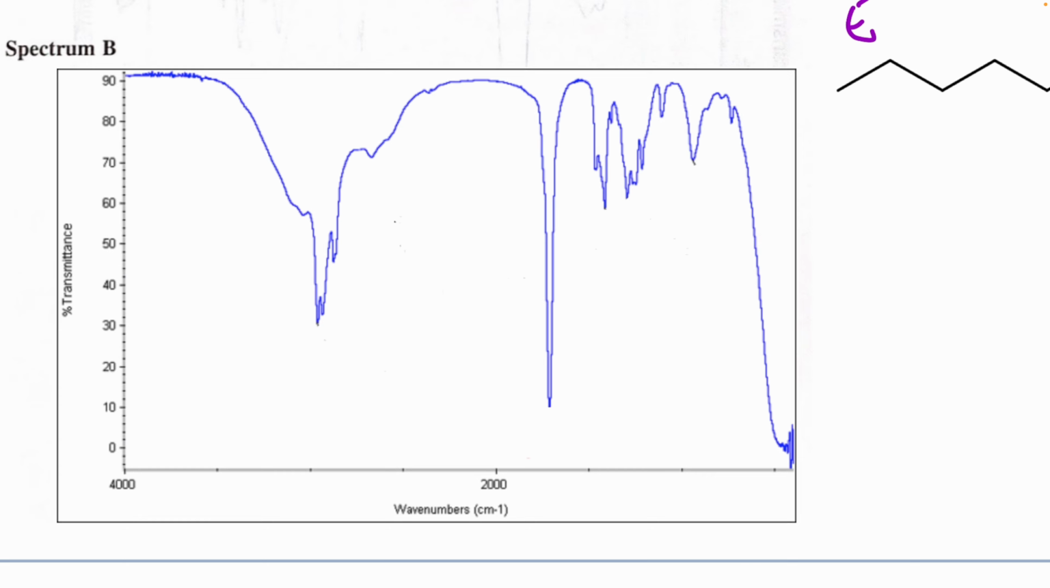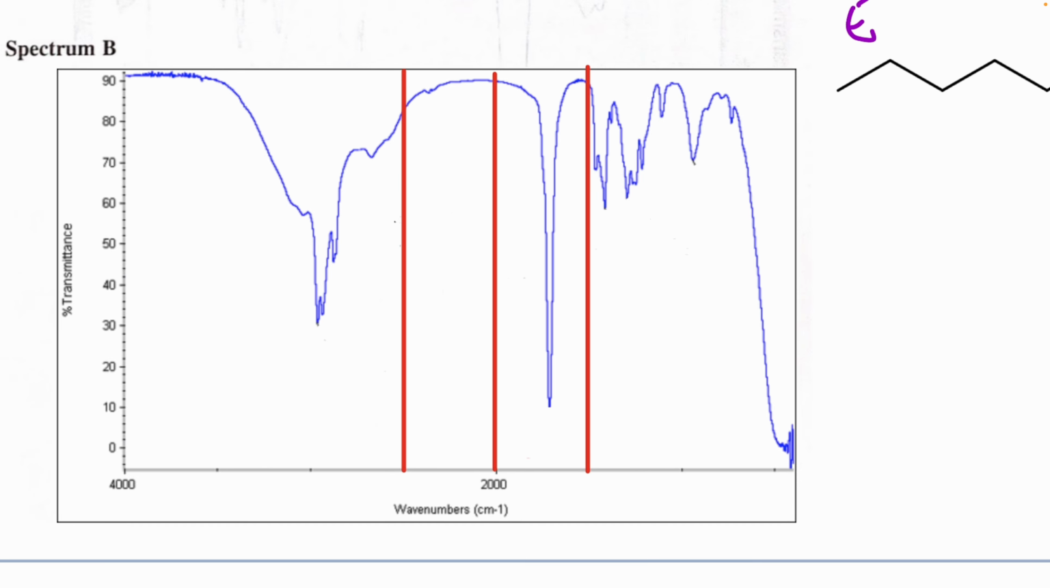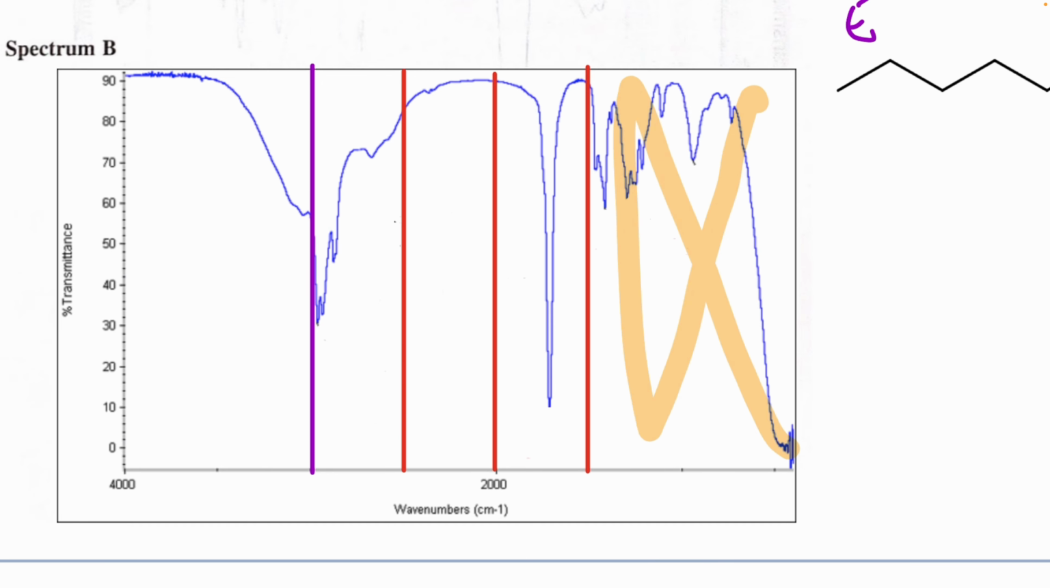Again, we're going to cut it up. And then that extra one at 3,000. I can ignore my fingerprint region here. Double, triple, something with hydrogen. Do I have any double bonds in this molecule?